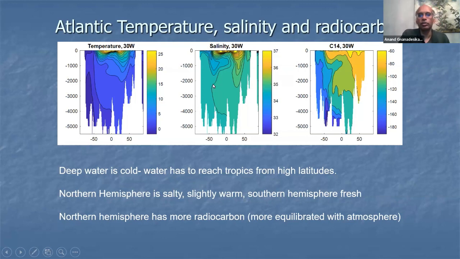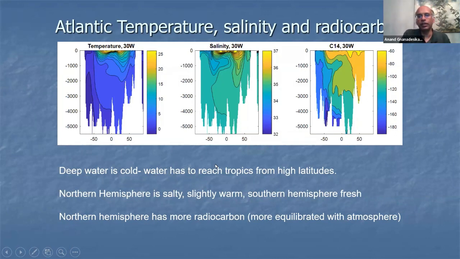One of the things you see, just looking at this plot, is that while there is cold water in the deep ocean, it is not a perfectly symmetric picture of cold water. The Southern Ocean is colder and fresher. The Northern Oceans are saltier and a little bit warmer. And there's an asymmetry in the radiocarbon, with radiocarbon primarily coming from the north.